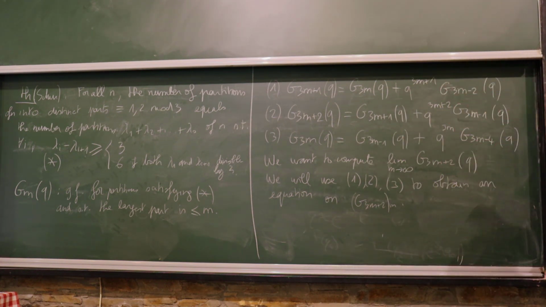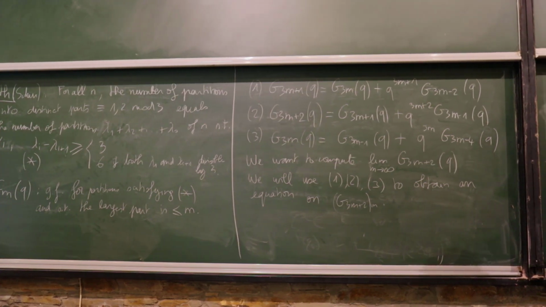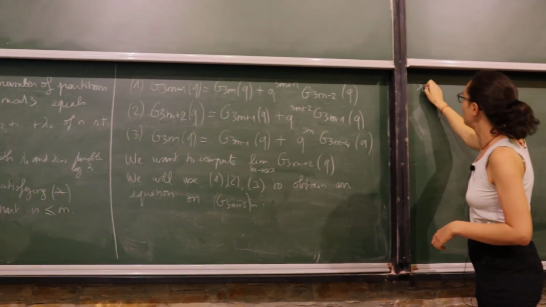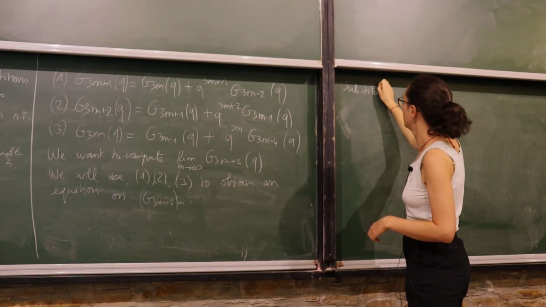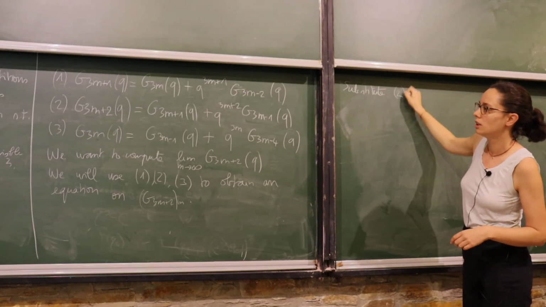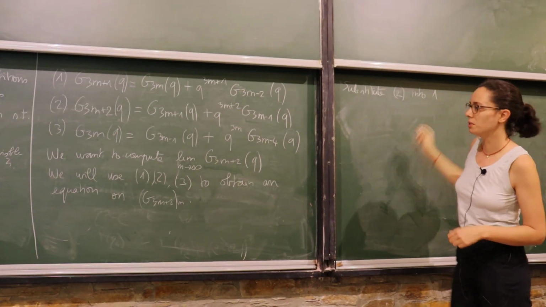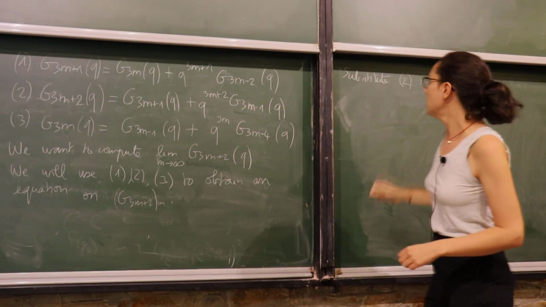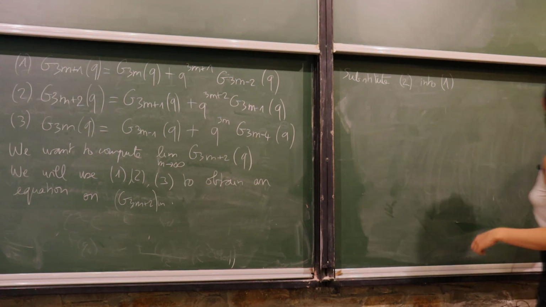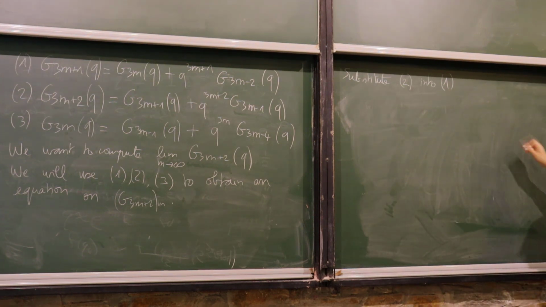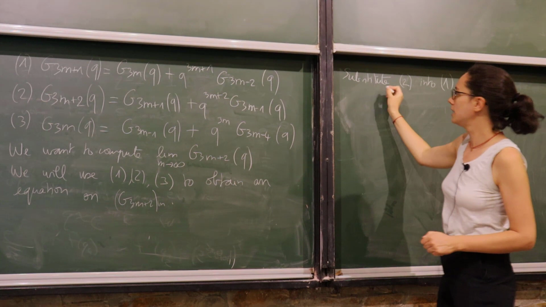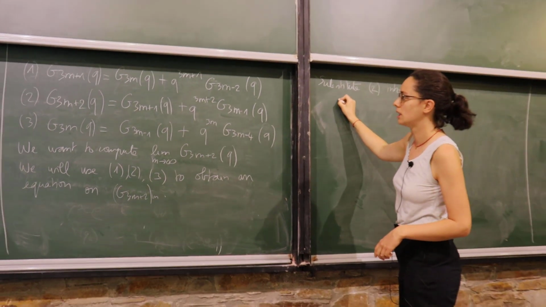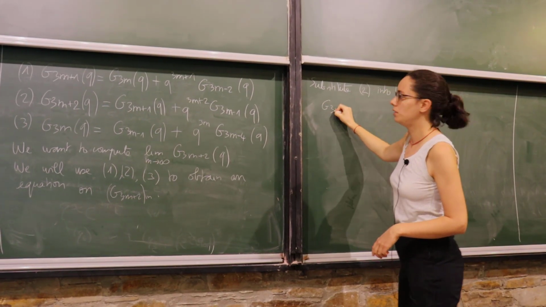Okay, so maybe I'll do it in two steps. Okay, so we can first substitute 2 into 1. So we express G 3m plus 1 as this minus this. So, okay, so we get G 3m plus 2.